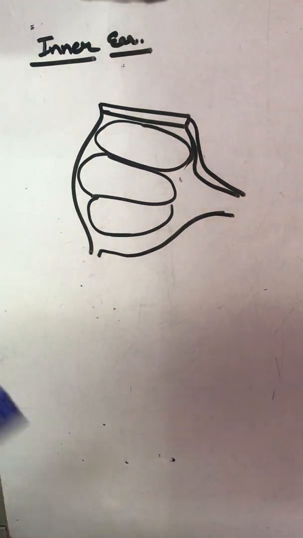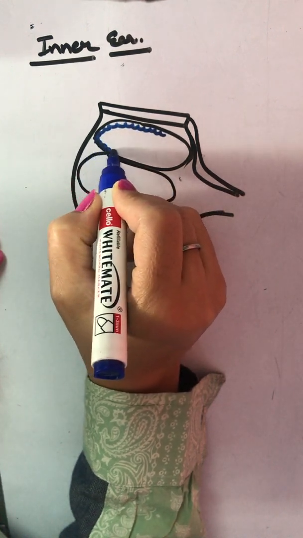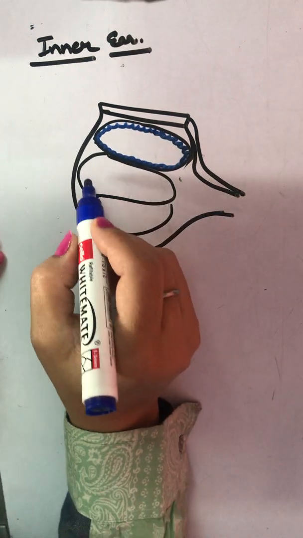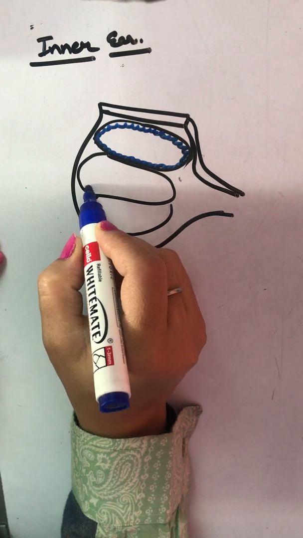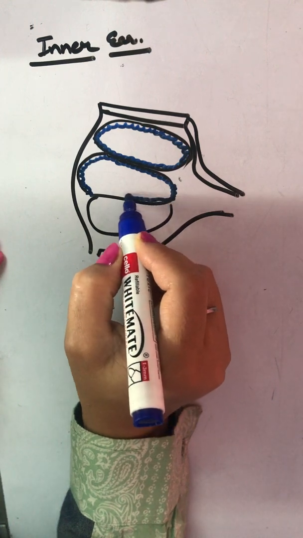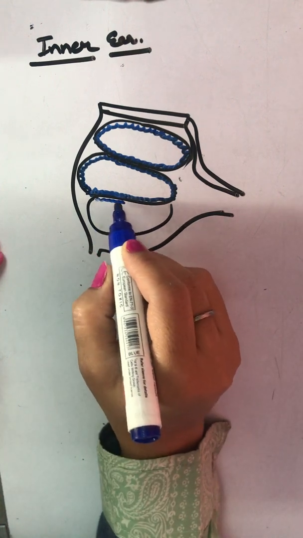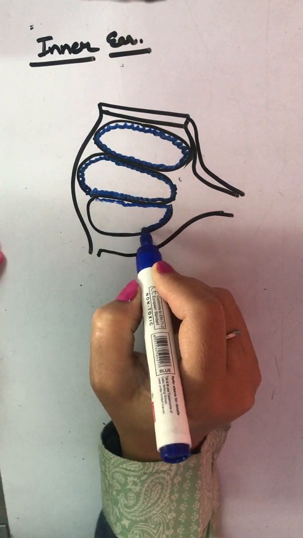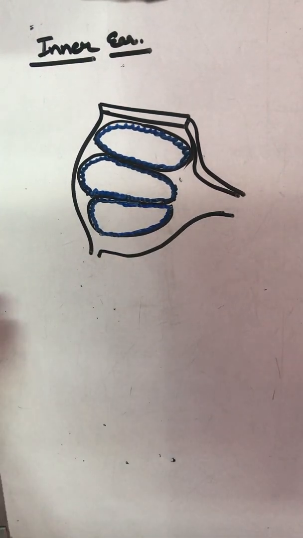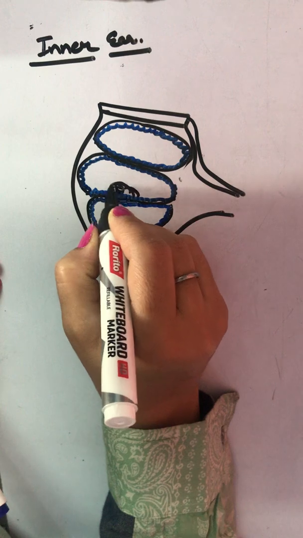Now, I'll draw the cells because this membrane is made up of cells. Clear? Then another one here, and the third one here, showing this kind of structure. Over here we have to make a coiled structure with hair cells in it.